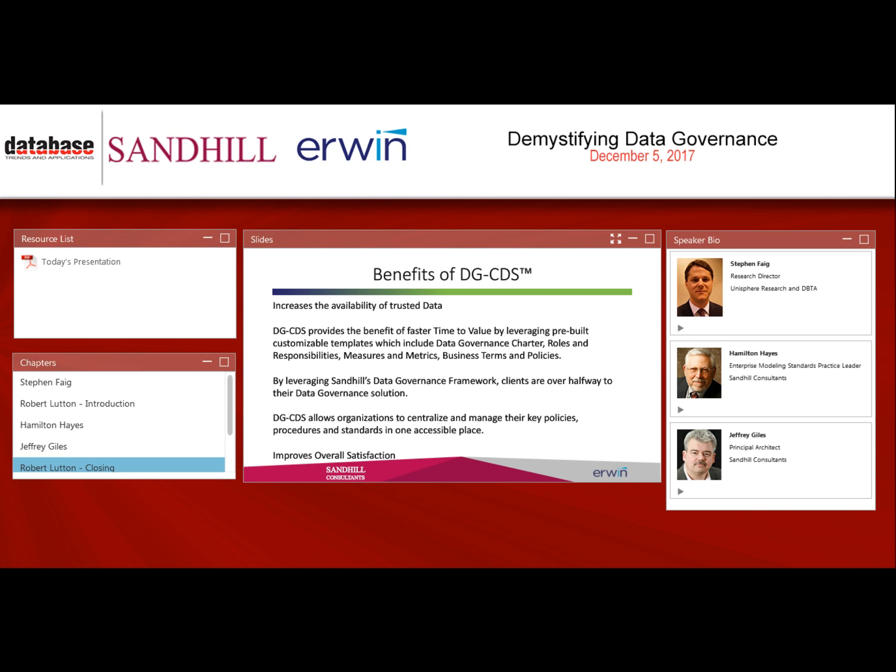In addition, by leveraging a pre-built framework, an organization can achieve a faster time to value. In fact, by leveraging Sandhill DGCVS, clients have the majority, or lion's share, of data governance solutions pre-built and ready for them to adopt and implement. Also, our DGCVS allows an organization to centralize and manage all their key policies and procedures and standards, all accessible in one place. And that then provides an overall improvement to the satisfaction.